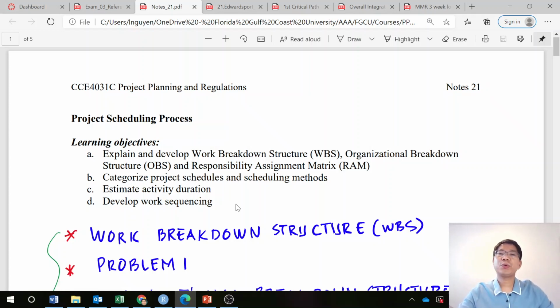In the previous lesson video, we addressed objective A with the work breakdown structure, organizational breakdown structure, and responsibility assignment matrix, RAM. And in the video for problem 2, we addressed objective C, estimate the activity duration. And now in this video, I'm going to go over objective B, categorize project schedule and scheduling method.